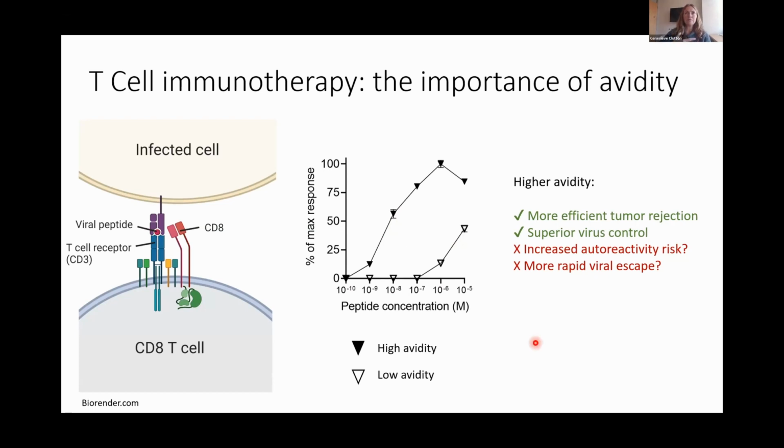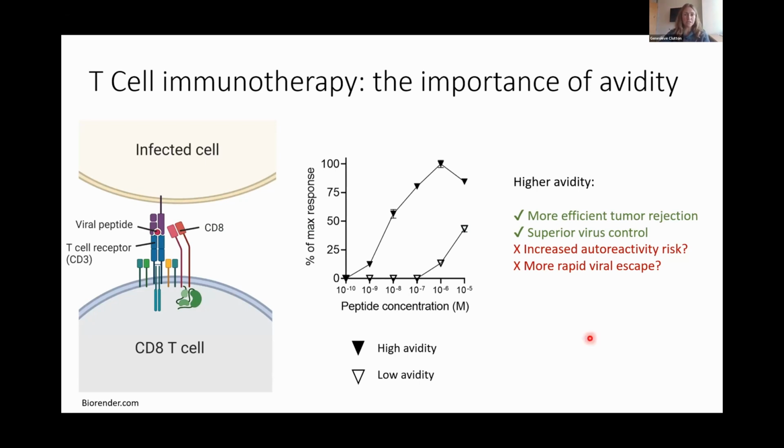Now, when we think about T cell immunotherapies, knowing the avidity of the T cells that we are attempting to elicit is extremely important. Higher avidity T cells have been reported to promote more efficient tumor rejection and superior virus control. And in fact, recent work published in Science by the Mark Connor's lab suggested that ineffective HIV vaccines that have been tested clinically have elicited rather low avidity T cells.